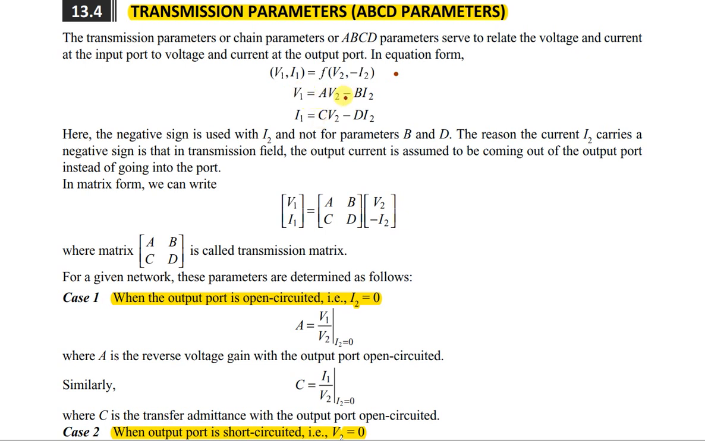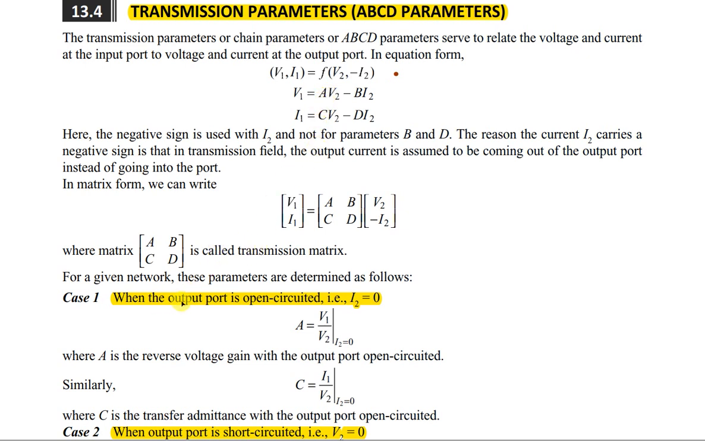A value is V1 by V2. It is voltage by voltage, input voltage by output voltage. It's a reverse voltage gain. It's a ratio of voltage by voltage. It is reverse; output by input means forward. So A is V1 by V2. It's a reverse voltage gain, and it is a ratio of voltage by voltage, so no unit.